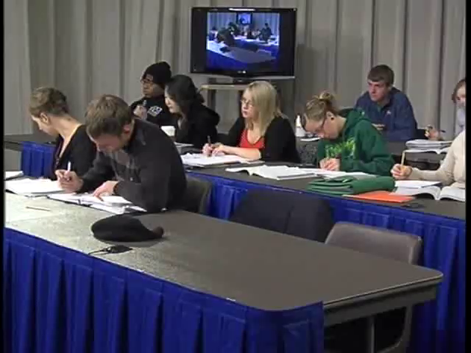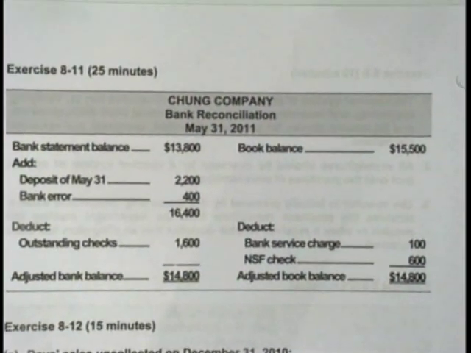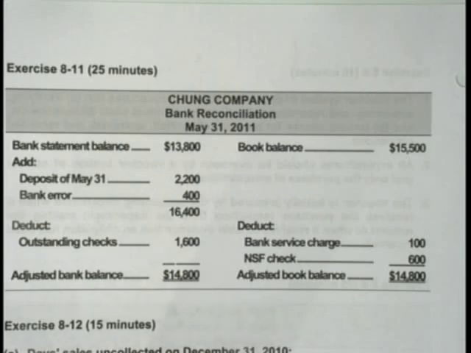All right, exercise 8.11 is what we just did. I'm not going to read through that since you just read it, but what did you get as your adjusted balances? How much? 14,800? That is the correct answer. So take a look at that on the screen.